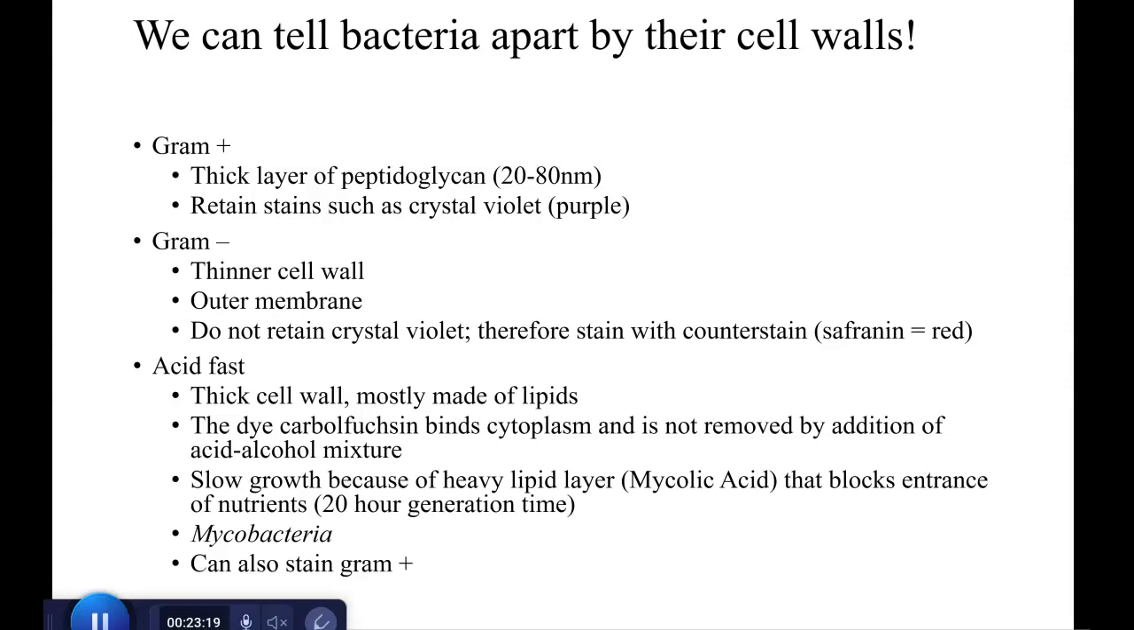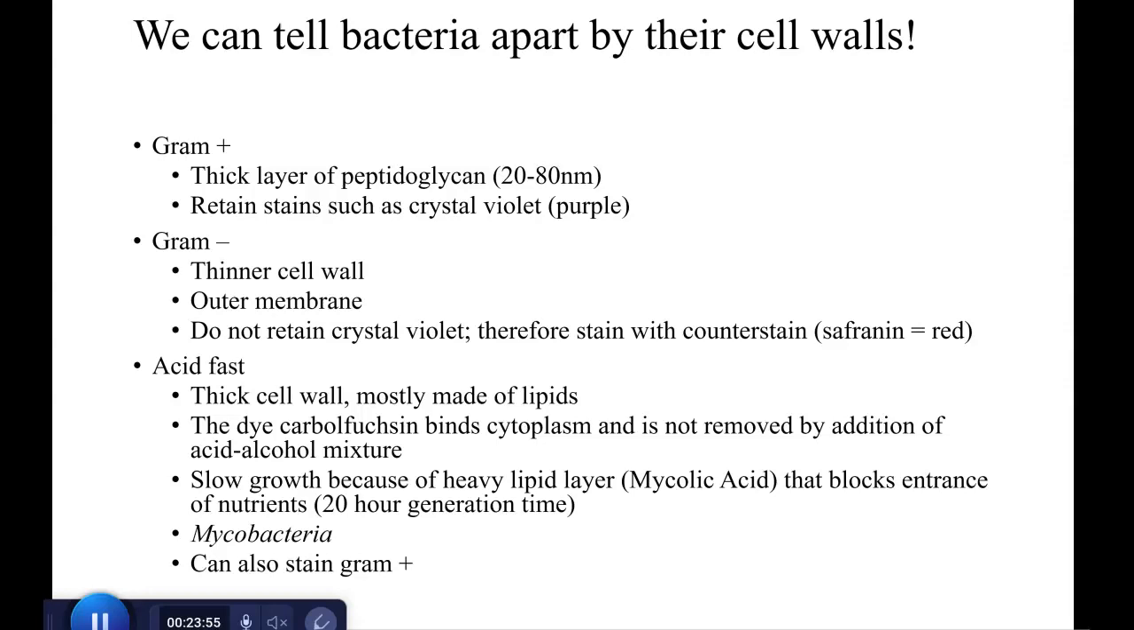Acid-fast bacteria do have a thin layer of peptidoglycan, but they have this really thick lipid layer, this mycolic acid, and they are really hard to stain because of it. So we actually have to use a special stain, carbol fuchsin, which is a lipid dye that will adhere to that mycolic acid. Then we do an acid wash, and this acid-fast bacteria will resist that acid wash and hold on to that pink dye. So they will look pink underneath the microscope, like a really bright pink.